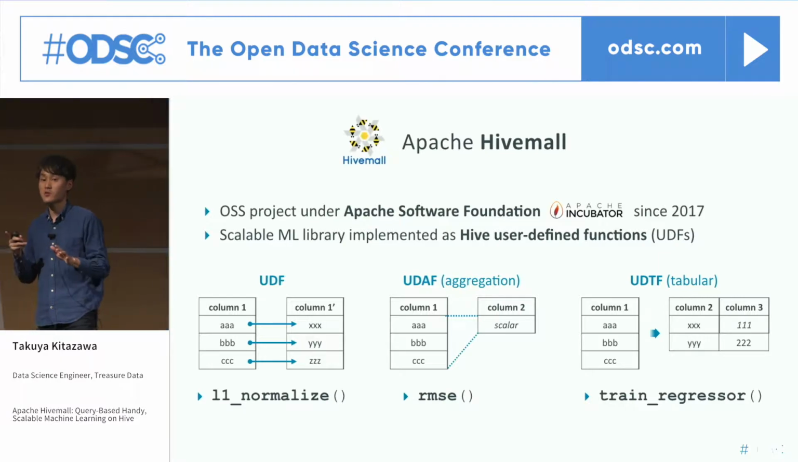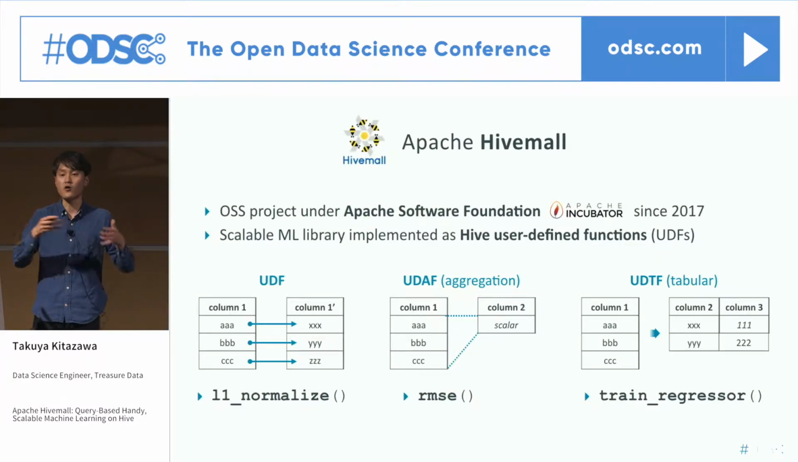So there are three types of user-defined functions, and Hivemall effectively uses all of them, and each of them plays a really important part in the context of the machine learning workflow that I showed before.